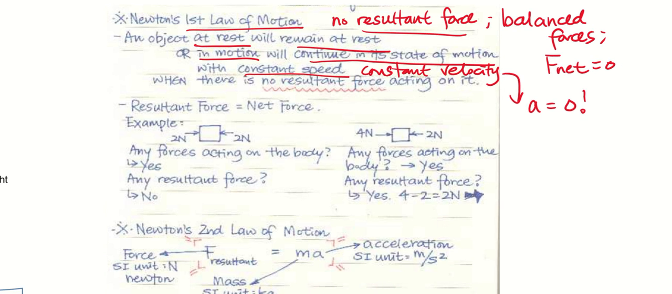So just remember Newton's first law, there's no resultant force. What will happen to the motion? If the object is at rest, meaning not moving or stationary, it will remain at rest. However, if the object is in motion, it will continue in its same state of motion with constant speed or constant velocity. So there are two cases under Newton's first law. You have to see whether the object is really moving or if it's stationary.